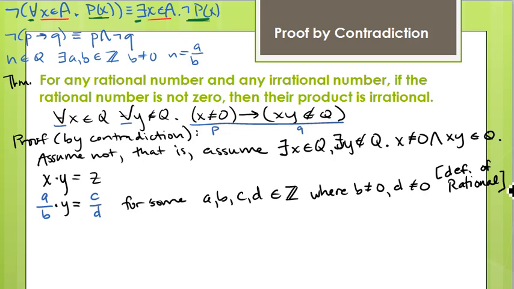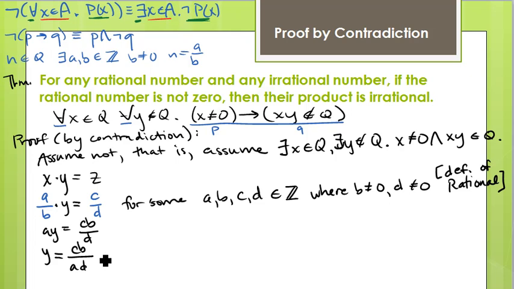Okay, so now let's just do some algebra and say that we're going to multiply both sides by b. So ay equals cb over d. Then we're going to divide both sides by a. So y equals cb over ad.